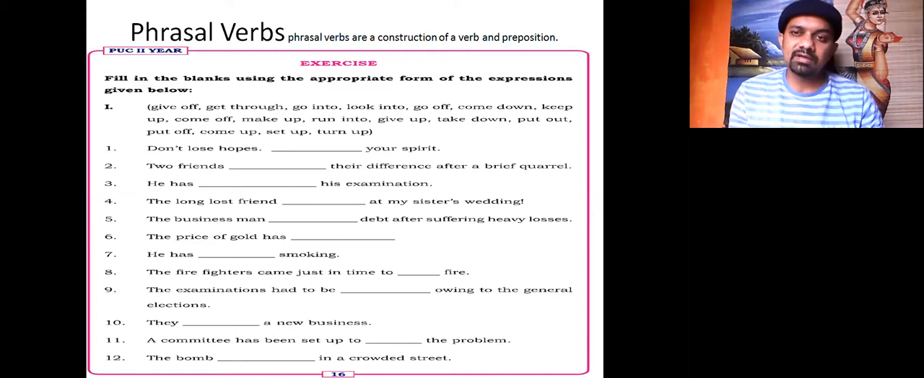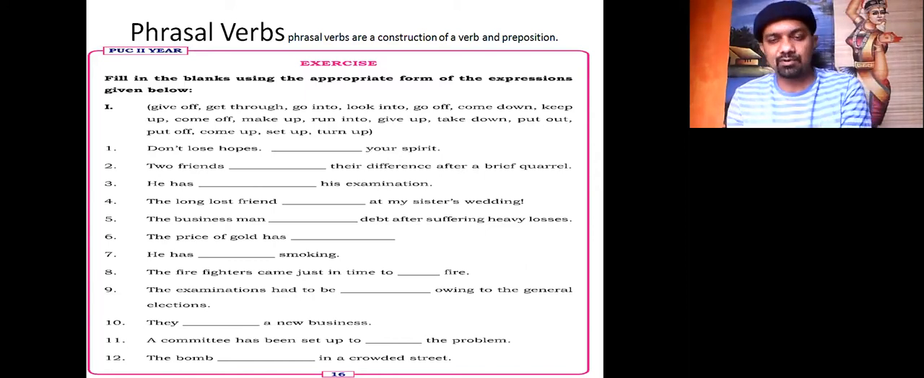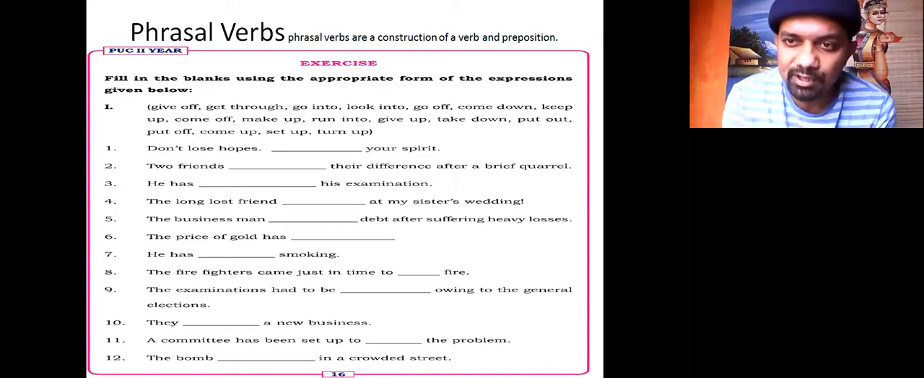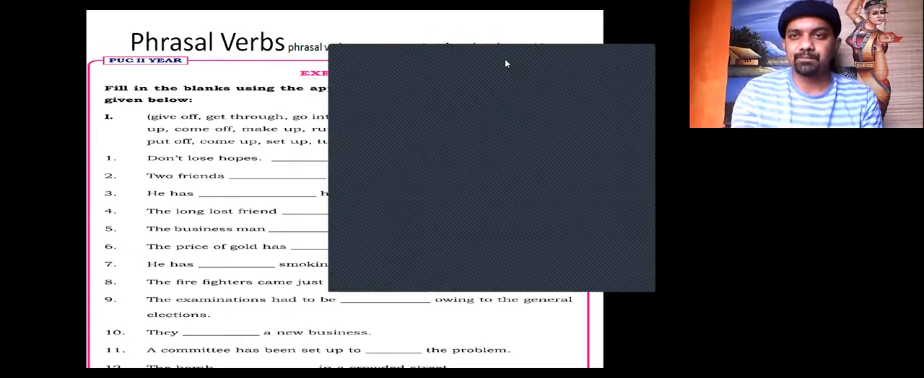Phrasal verbs are multi-word verbs, a construction of a verb and preposition put together. They are formed when a verb is followed by a preposition. Take off, for example. What does take off mean?